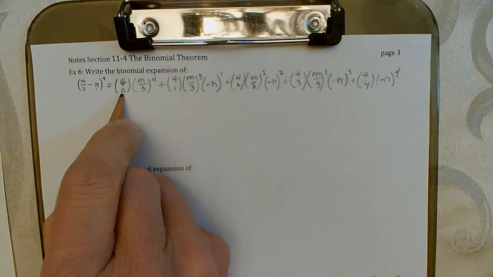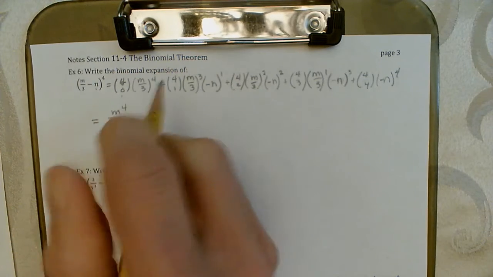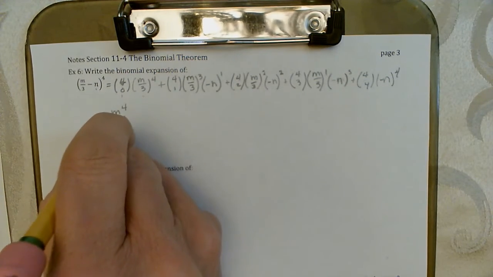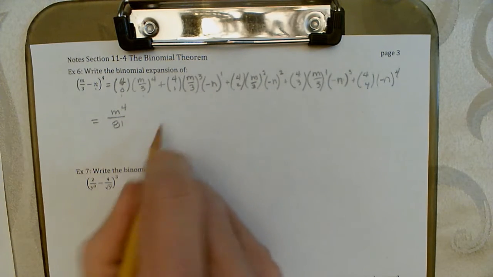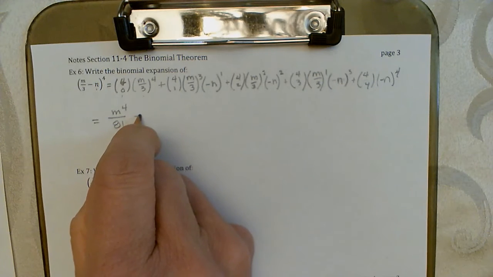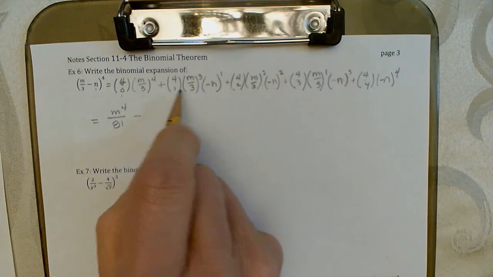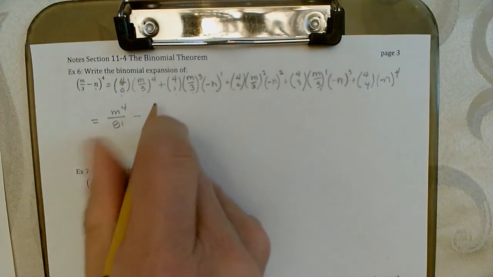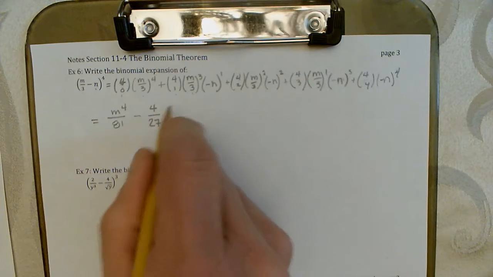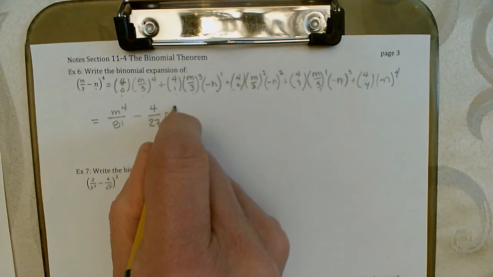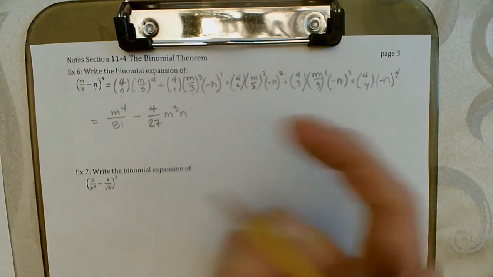So 4 choose 0, well, that's just 1. And so that's going to be m to the 4th over 3 to the 4th, which is 81. All right, and now the next one is going to be negative, because this negative is not going away. It's being raised to an odd power, so it's going to be negative. We're going to have 4 choose 1 is just 4, and then we're also going to have a 27 on the bottom, so I could write that as a coefficient if I wanted. I could do 4 over 27, and then I could do m cubed n. I could write it like that. I could put the m and the n up on the top of the fraction as well, but I'll just leave it like that.